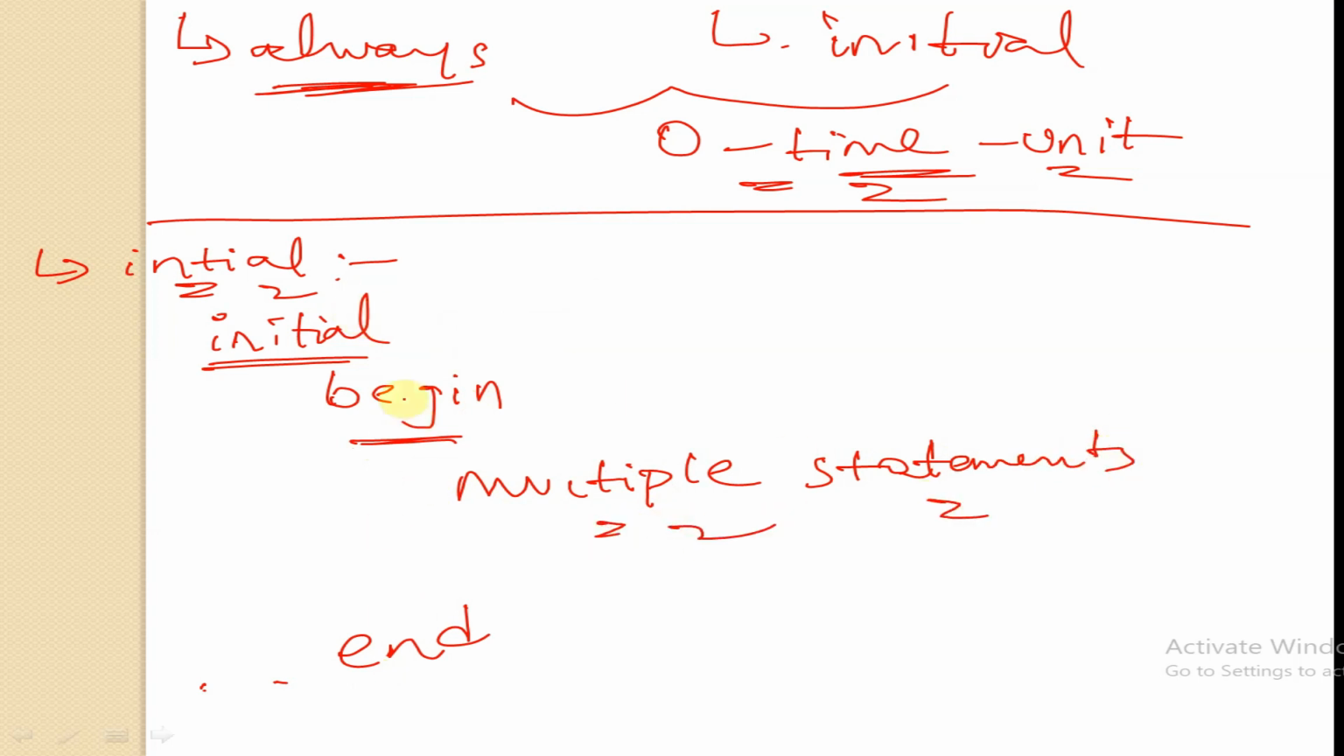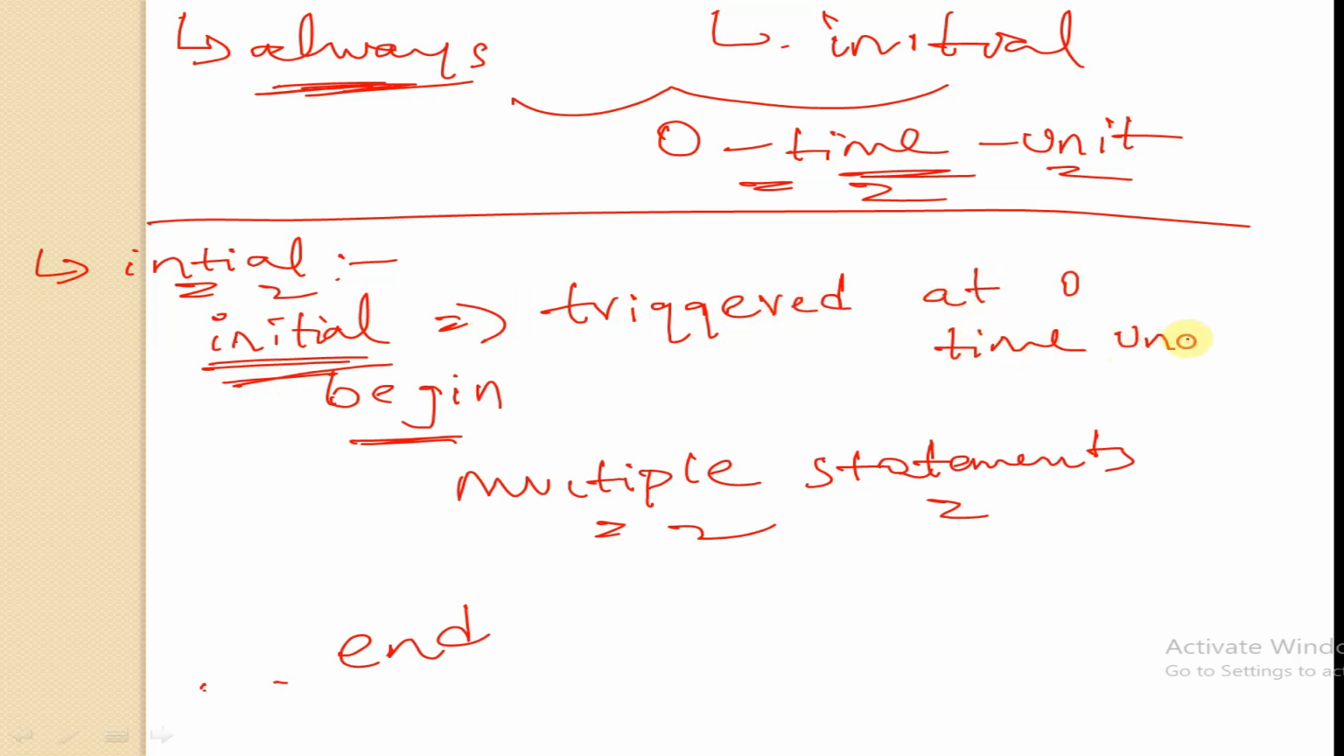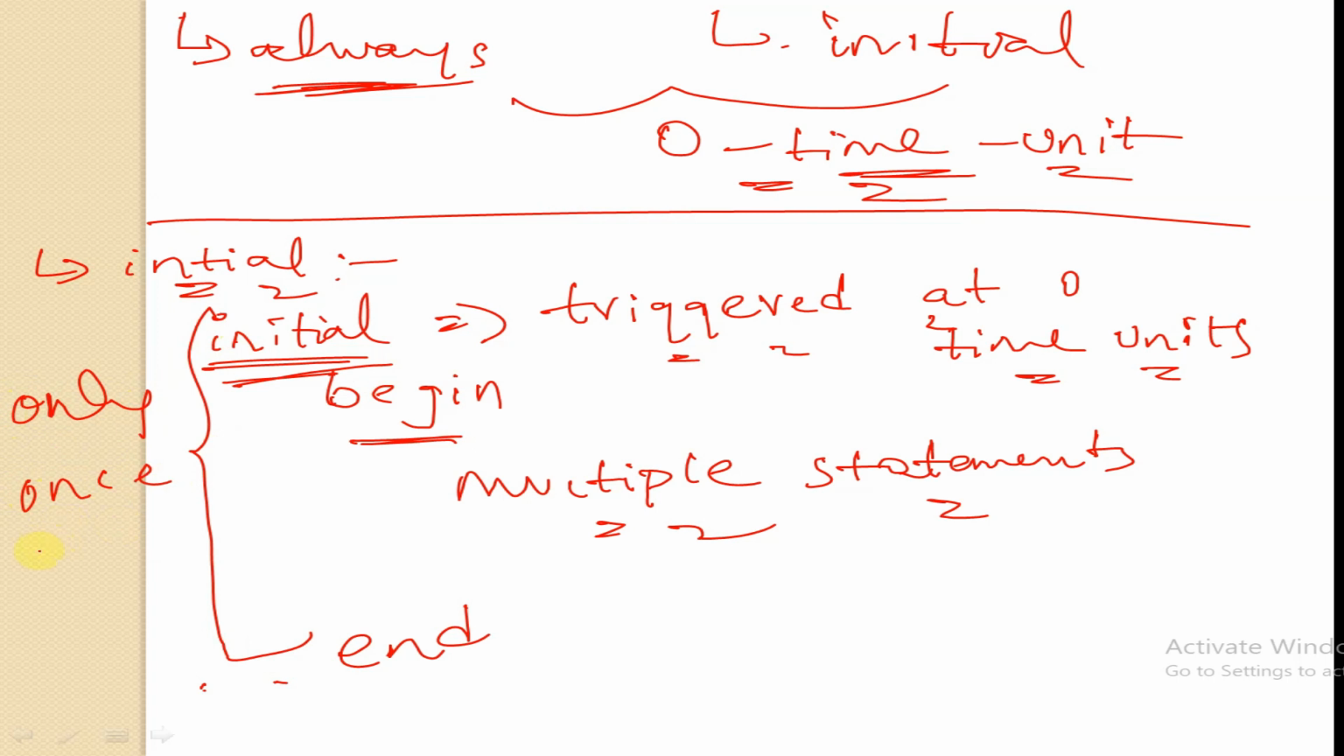So when we use initial begin end, this initial block will be triggered at 0 time units, and this initial block is executed only once during the simulation.